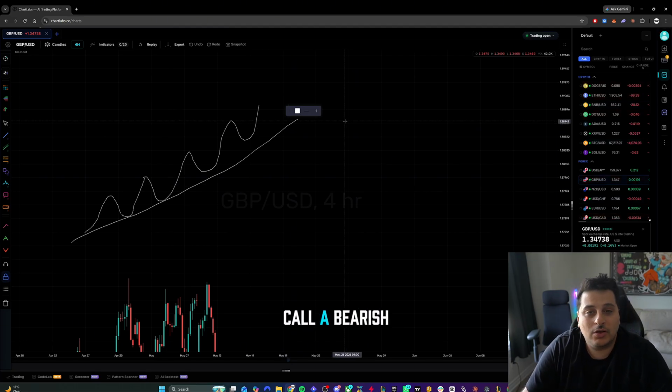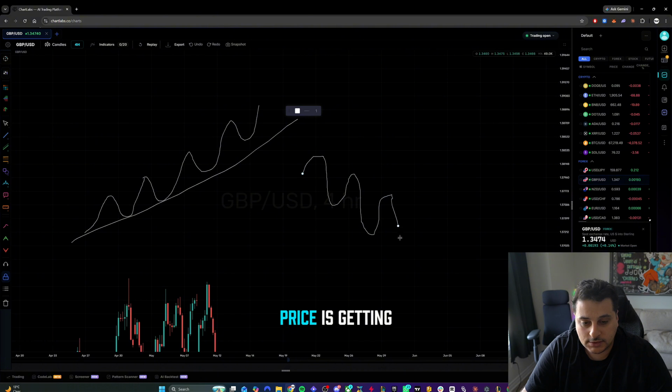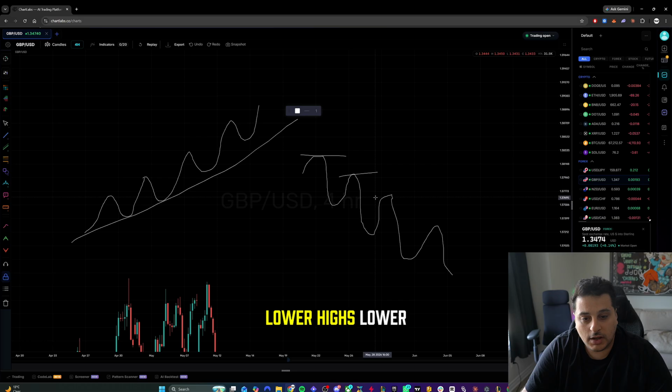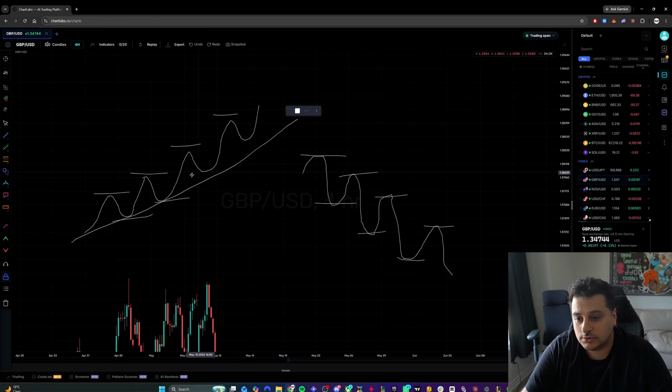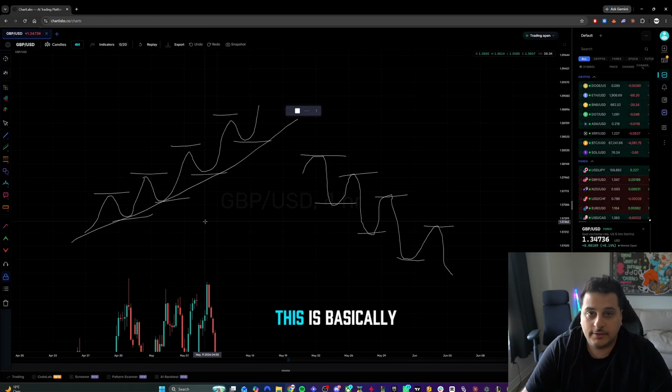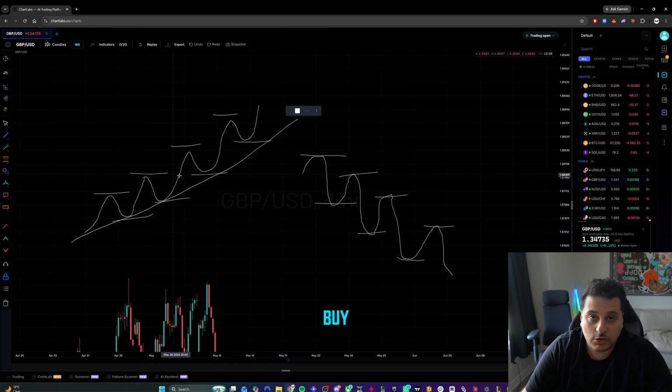Next, what you call a bearish trend. A bearish trend looks like this. It's going to go like that. And as you can see, the price is getting lower and lower. You're getting lower highs, lower highs, lower highs, and lower lows, lower lows, lower lows, right? Over here on the bullish trend, higher highs, higher highs, higher highs, and higher lows, higher lows. Very simple. This is basically a foundation for you to start. On this section, you only want to sell. On this section, you only want to buy.